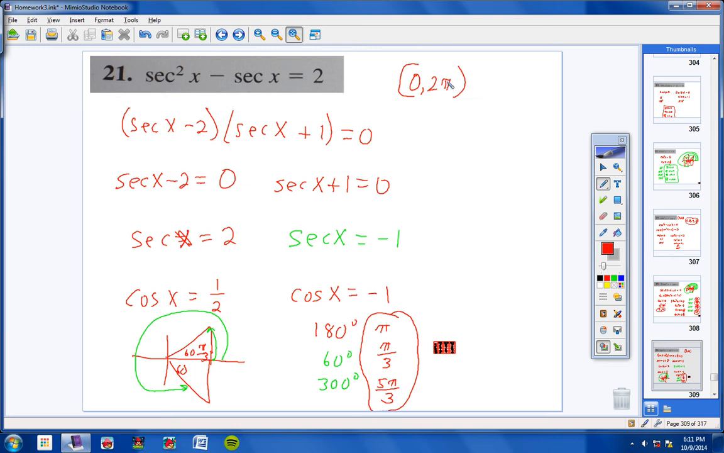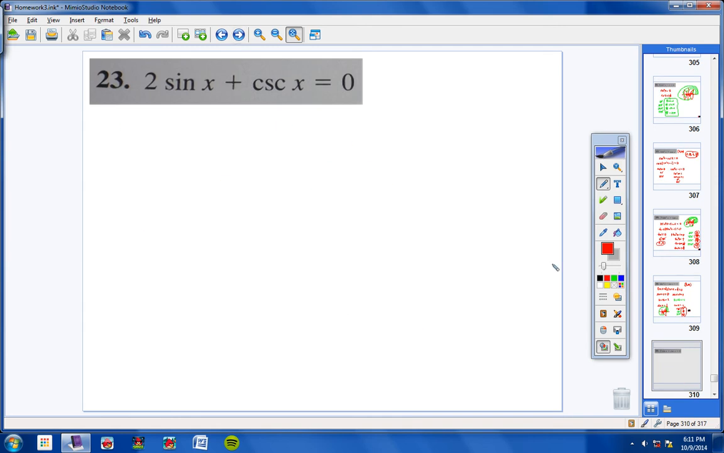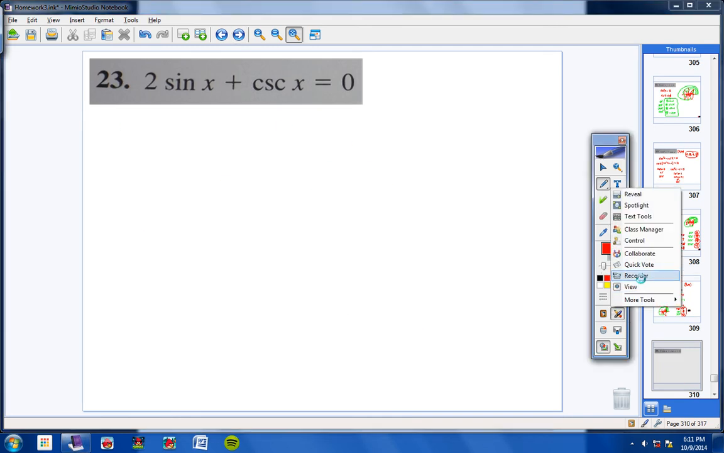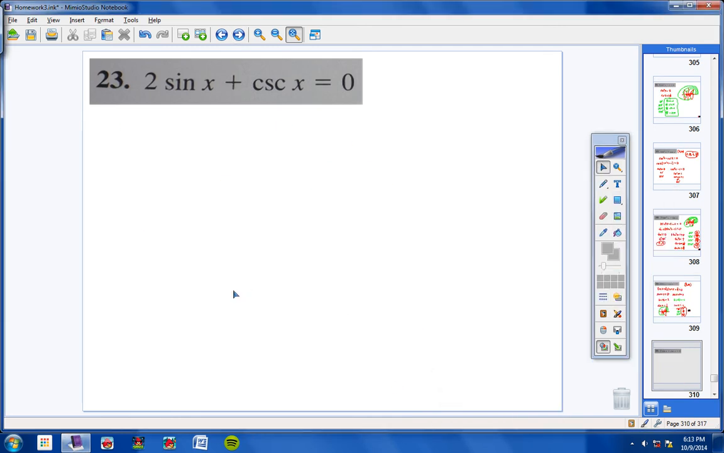And let me check the back of the book real quick. We're going to make sure we're accurate on this. Pi over 3, pi, and 5 pi over 3. Yes, that's correct. Moving on to number 23. Okay, students, number 23.